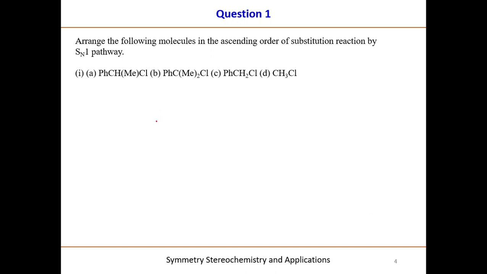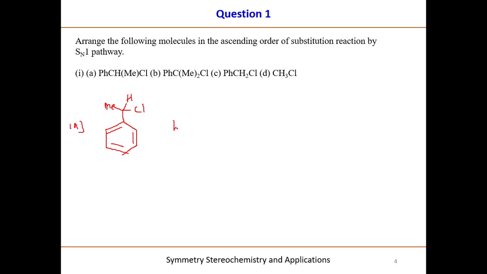Okay, this is a phenyl ring. This is the carbon atom which has two substituents. One is methyl, and the other one is hydrogen, and chlorine. Correct? Now this is A.